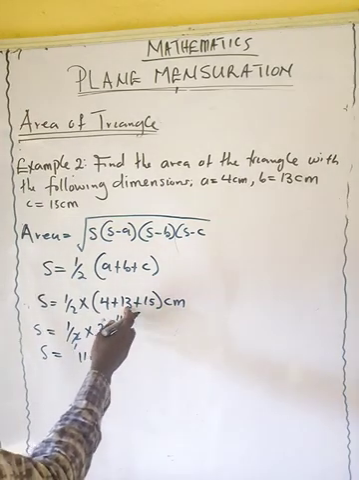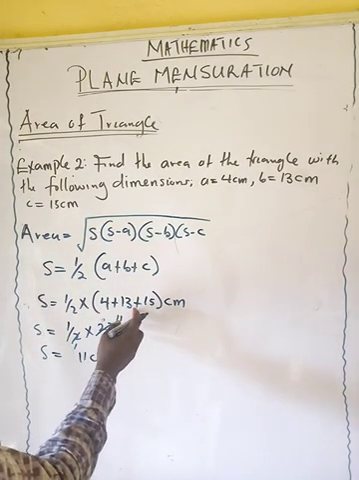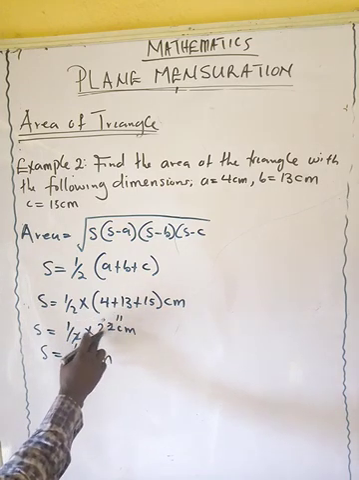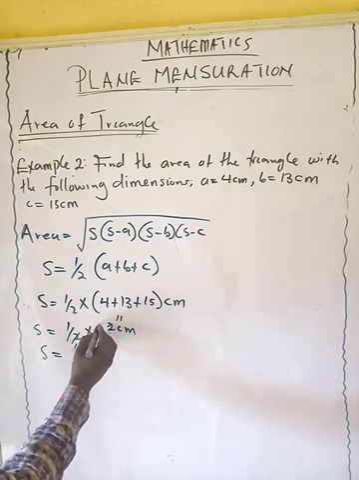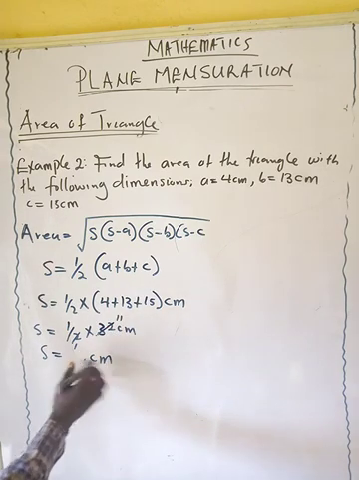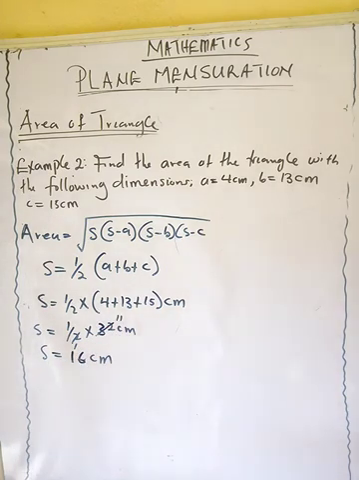Sorry, 13 plus 15 is 28. 28 plus 4 is 32. Sorry, it's 32, not 22. 32, 2 here will give us 16. Give us 16 centimeter.